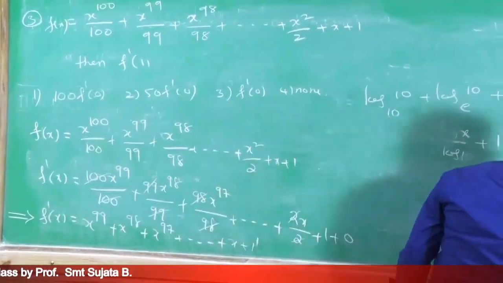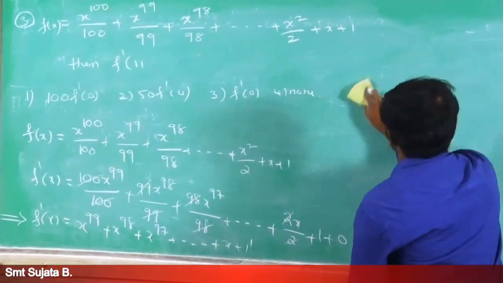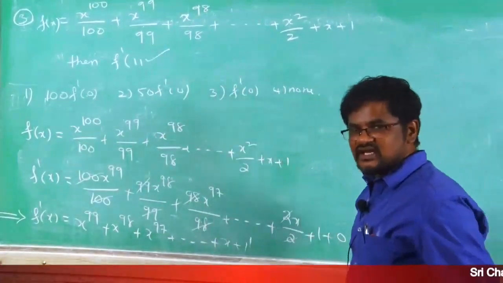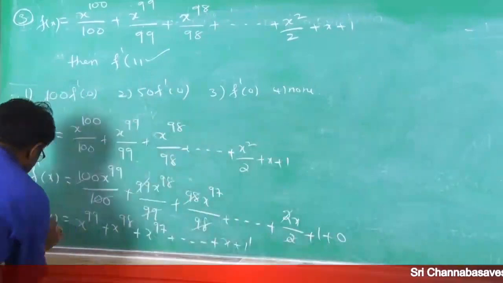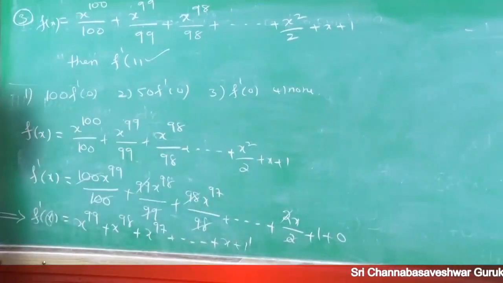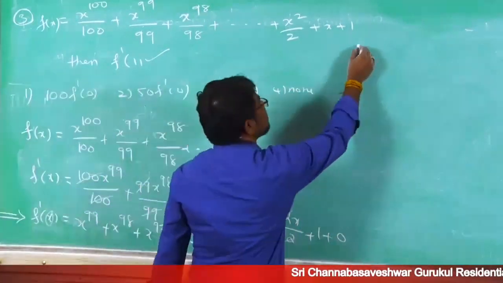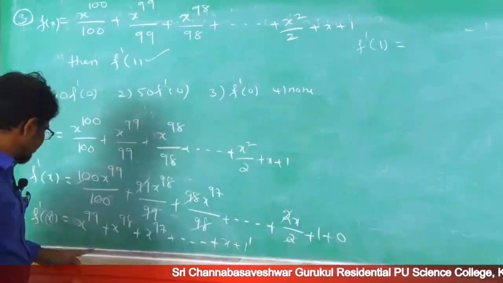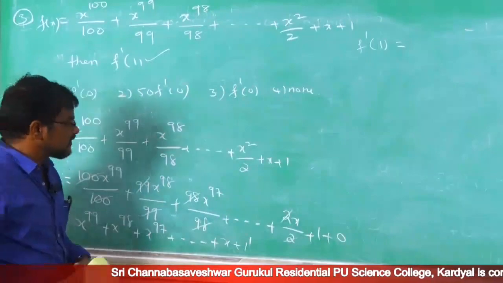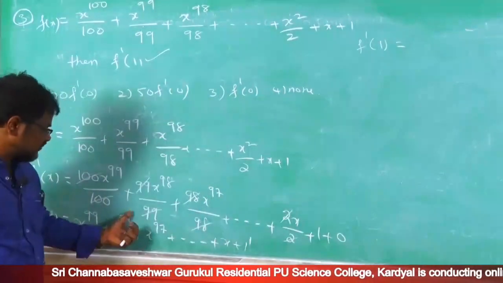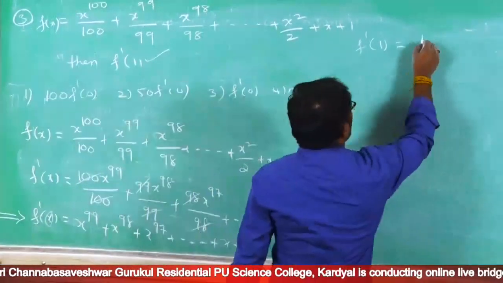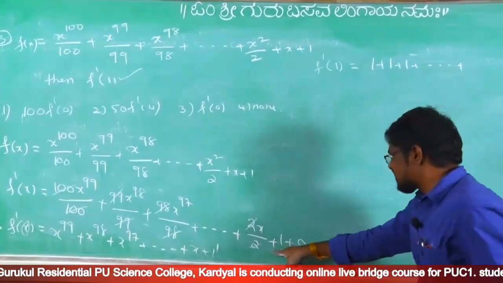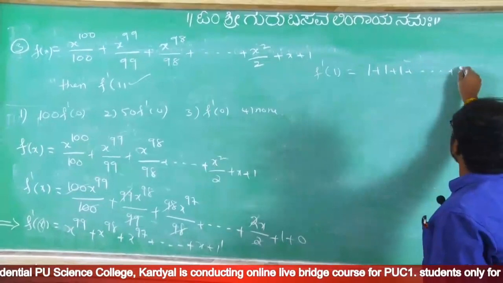So for that one, first you observe what they are asking. F dash of 1 they are asking. Means f dash of 1 you want, so in place of x what do we have to substitute? 1 we have to substitute. That is f dash of 1 equal to, substitute 1: 1 to the power of 99, 1 to the power of 98, plus 1 plus 1 plus etc., plus 1 plus 1 plus 1.